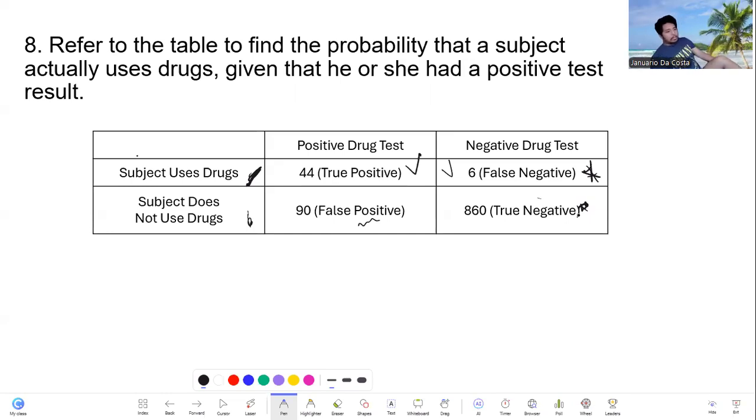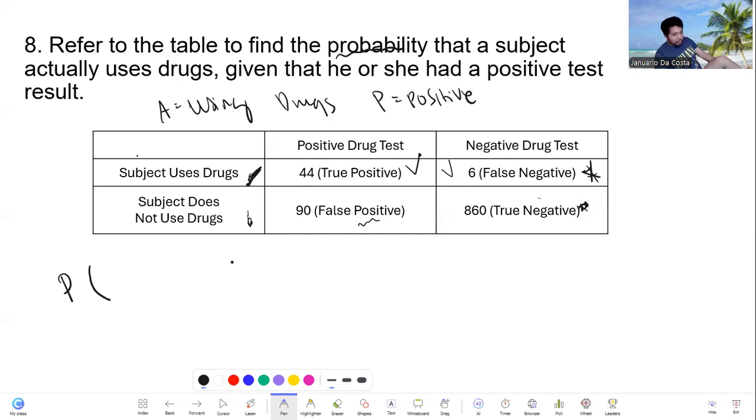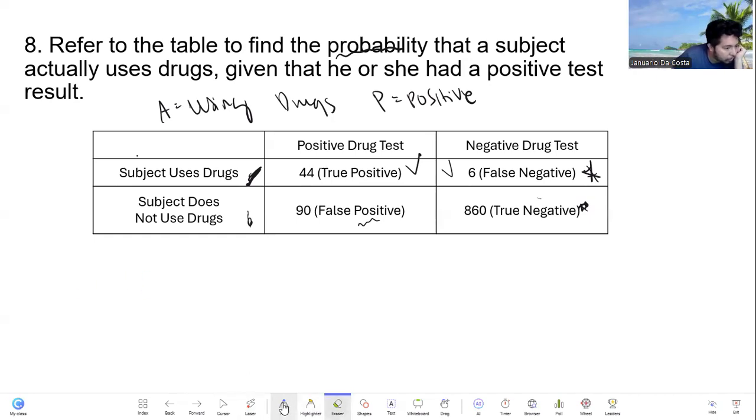Now, given that he or she has a positive test result, find the probability that the subject actually uses drugs. Let's say A is using drugs, given that he or she has a positive test result. You want to calculate the probability that the subject is actually using drugs, given that this subject has a positive test result.